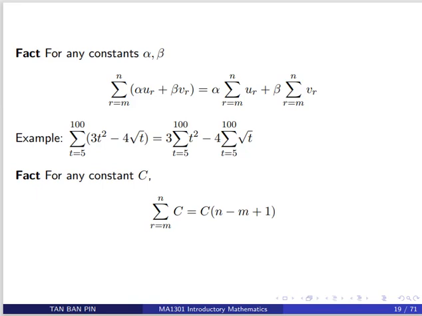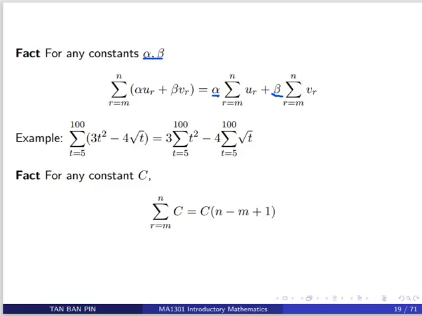We shall now look at some results on sigma notation. The first result tells you if you consider this summation with two terms, alpha UR plus beta VR, where alpha and beta are constants, you can split it into summations with alpha and beta written outside. So we just need to consider alpha times summation UR, R from M to N, plus beta summation VR, R from M to N.